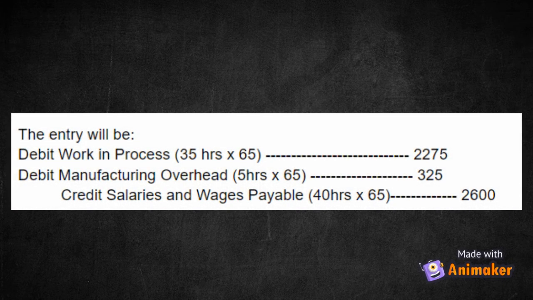The entry will be debit work in process 2,275, which is 35 hours times 65. Debit manufacturing overhead 325, which is 5 hours times 65. Credit salaries and wages payable 2,600, which is 40 hours times 65.